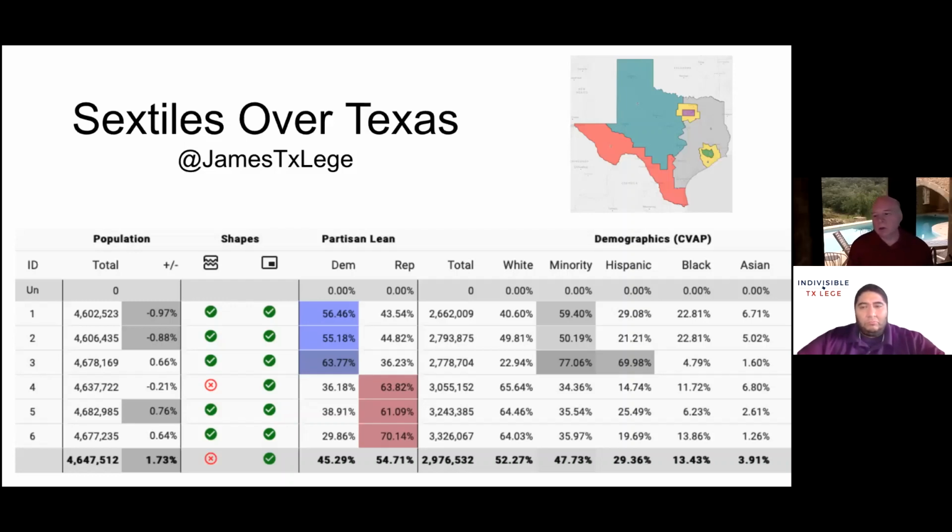So those are the stats. Like I say, available at that Twitter feed if anybody wants to look at them in more detail. Each of these districts has about 4.6 million people in it.